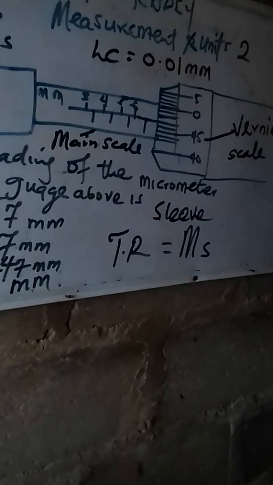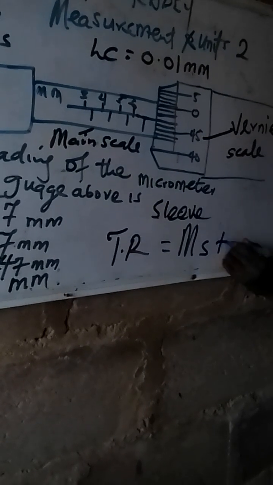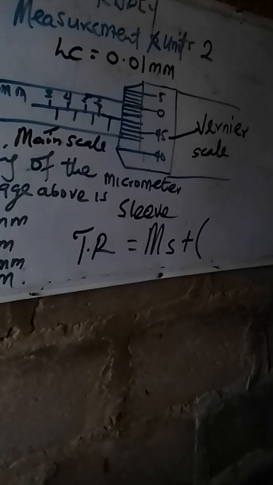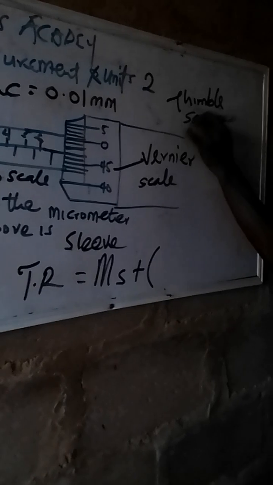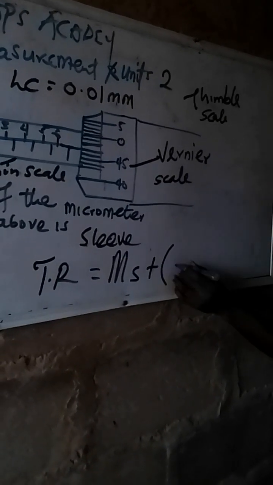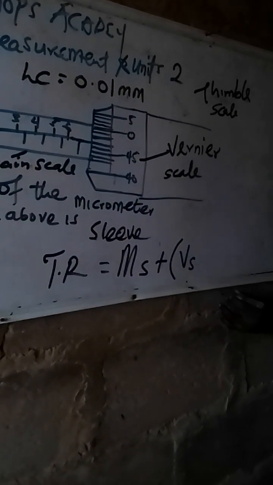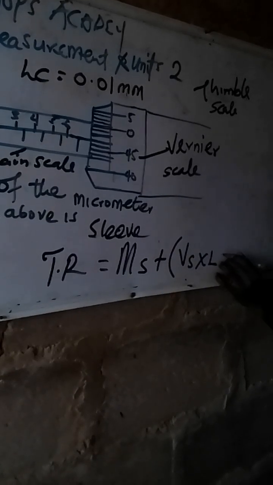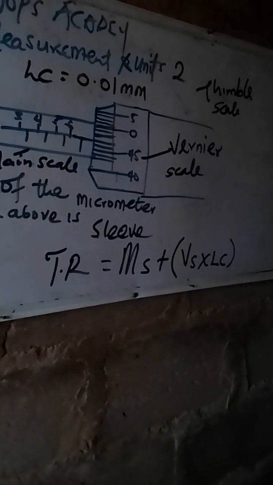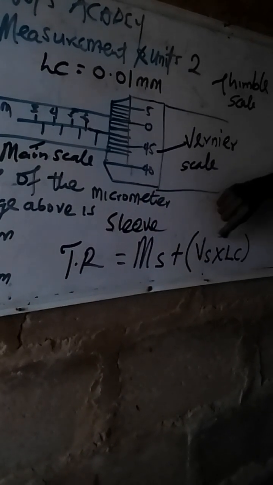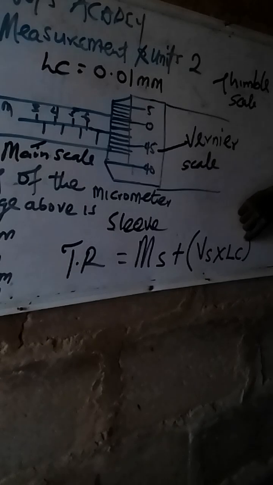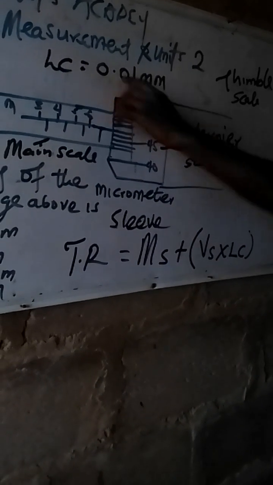MS is the main scale, which is this. Plus, in a bracket, the vernier scale, VS, times least count, LC. Please put this formula offhand: total reading equals MS, the main scale, plus, in the bracket, vernier scale times least count. I've told you in millimeter the least count is 0.01 mm.